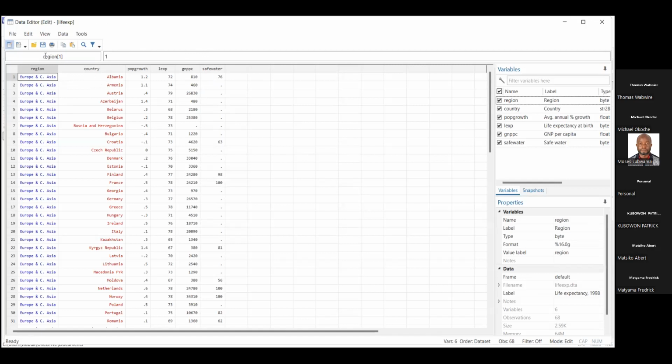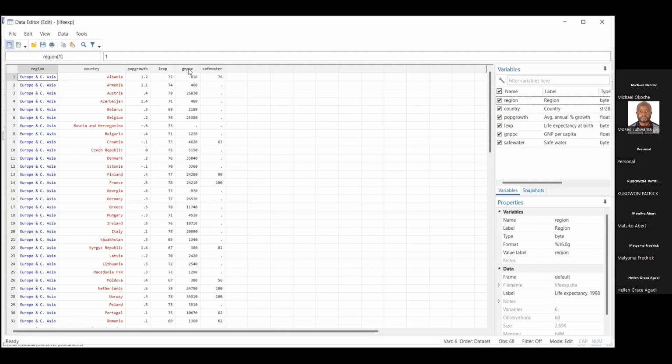Yes. Okay, thanks. So these are the variables we are looking at. The region is where each country comes from; they just sampled some countries. Population growth, I think, is a percentage measured for each of the countries. Life expectancy is the number of years somebody is expected to live from birth.